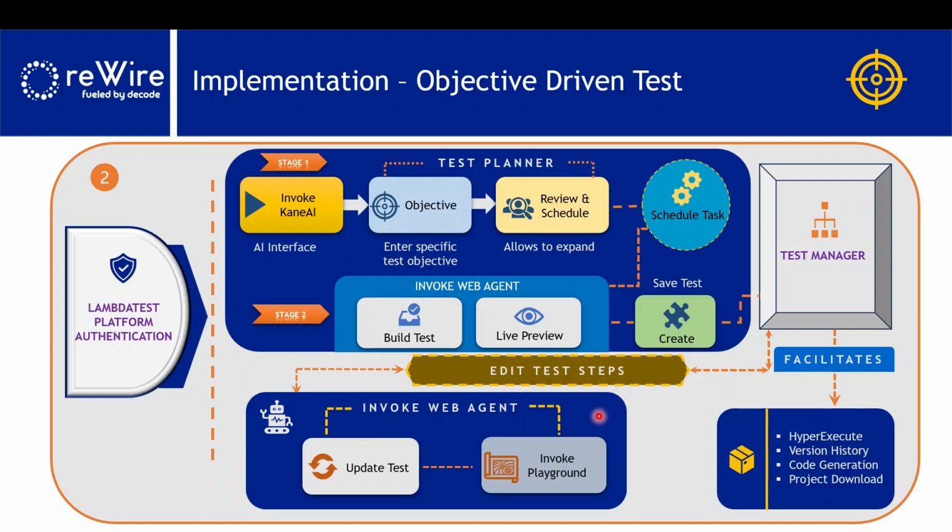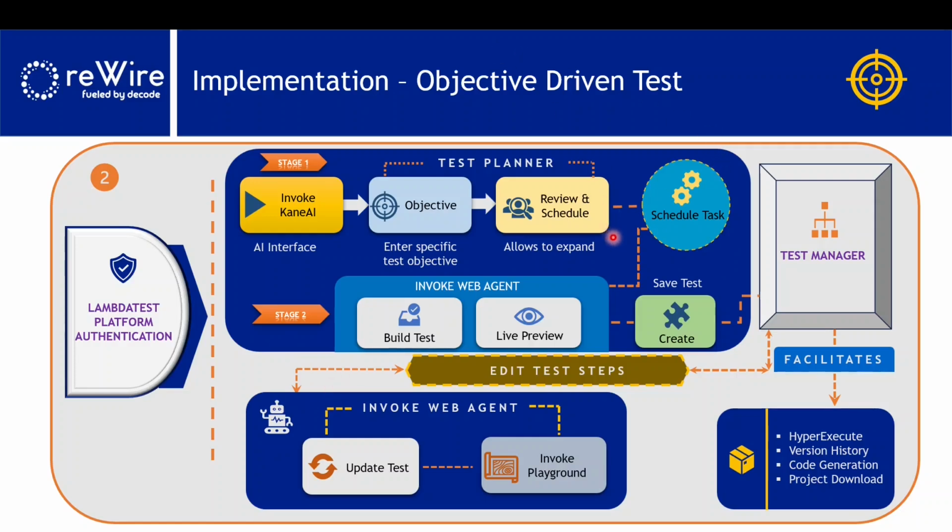Edit steps process is common for all three test modes. Okay, so all three test modes will have the facility to execute the final test on HyperExecute. You can plan it. Version history is available, code generation is available, and it will allow users to download the particular project. Okay, all these are available for all three test modes, but the way of creating the test is a bit different across the three modes.